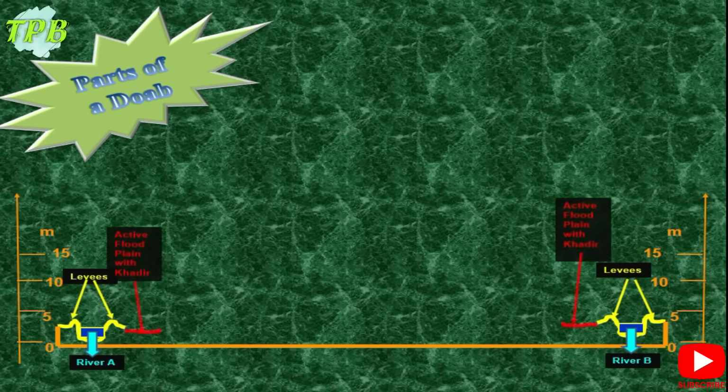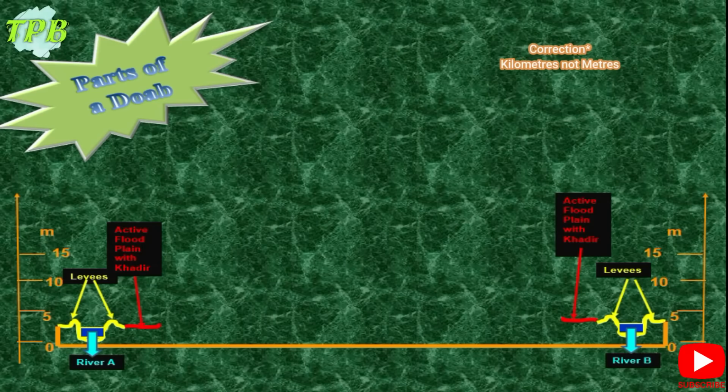The next relief feature beyond the levees are active flood plains. The active flood plains are 20 to 40 meters away from the river. They are called active flood plain because they receive flood every year with different intensity. However, every 5th year or 6th year, there is a massive flood, or we can call it a mega flood. Active flood plains have fresh alluviums called khadar.